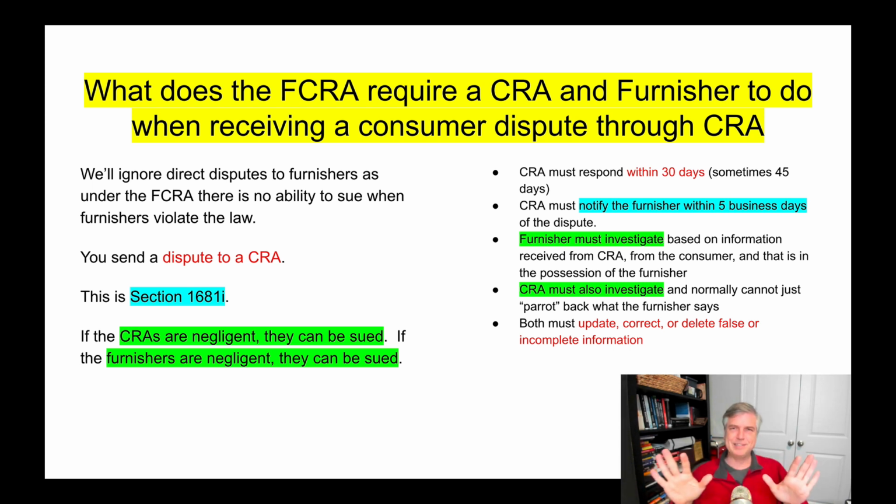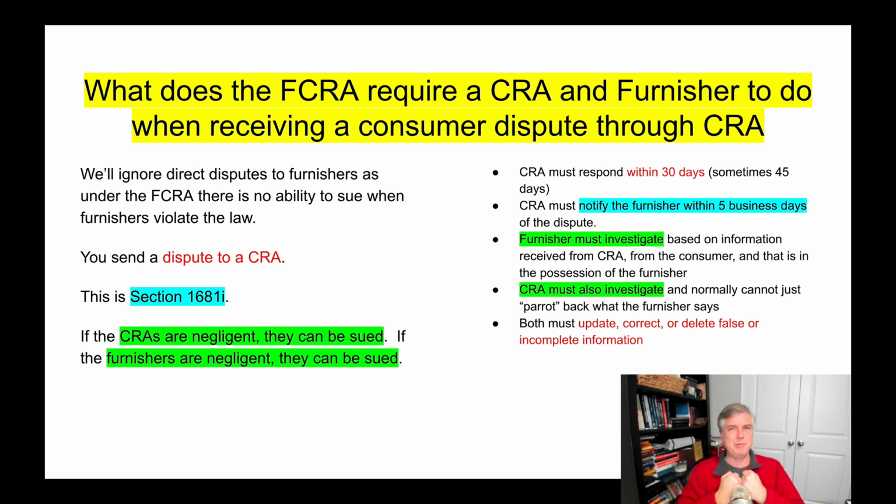But putting aside something unusual where the Bureau says we don't even need to contact the furnisher, they have 5 business days to notify that furnisher. Now, the FCRA doesn't say here's exactly how you must notify them, but it just says you must notify within 5 business days. So you've got to tell the furnisher what's happening here. You know, what's the dispute about? Who's disputing? What's the account? What's the basis of it?